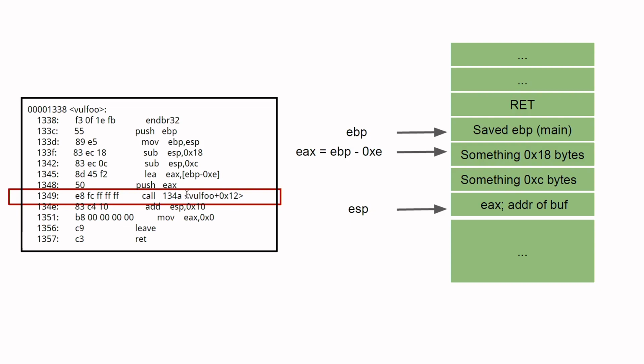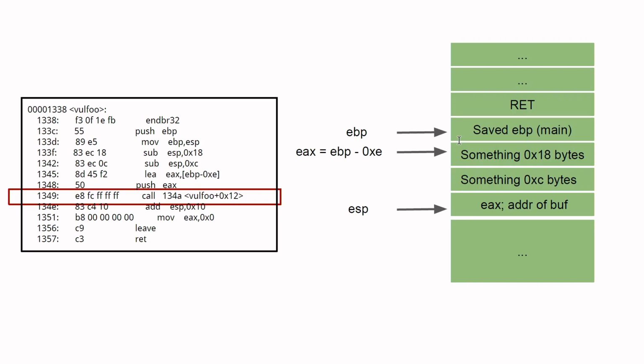So at the C code level, we ask for 6 bytes, right? We only say the buffer needs 6 bytes. But the real address for that buffer is at EBP minus 0xE. 0xE is 14. So between the beginning of the buffer and the saved EBP, there are 14 bytes. At the C code level, we ask for 6 bytes, but the compiler actually gives us 14 bytes there.